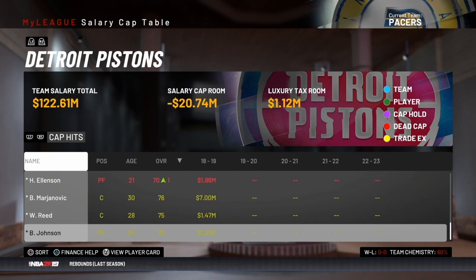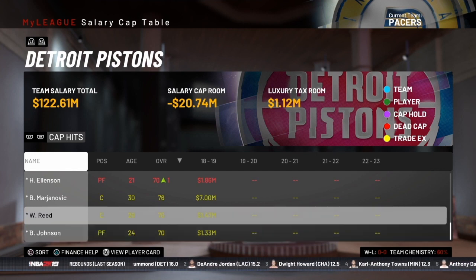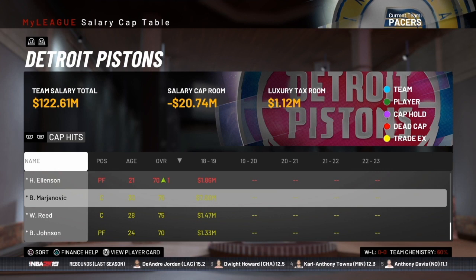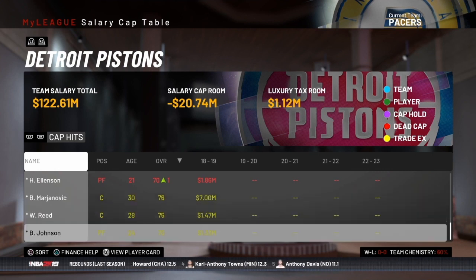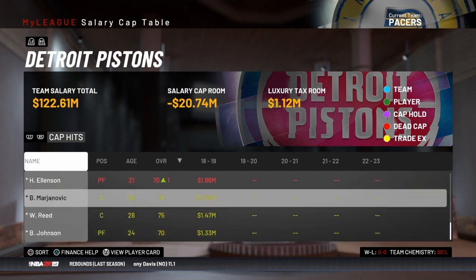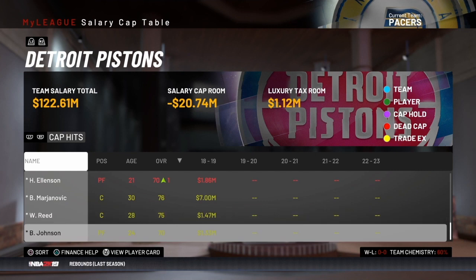And you can find the trade exception in the salary cap table when it's created, and it's in yellow here. So here I'm looking at the Detroit Pistons salary cap table. You can see they got 3 items here, and if you look at the key to the right, it says trade exception in yellow. That's what these are. So when you look at the salary cap table, if you see that, that means there's a trade exception.